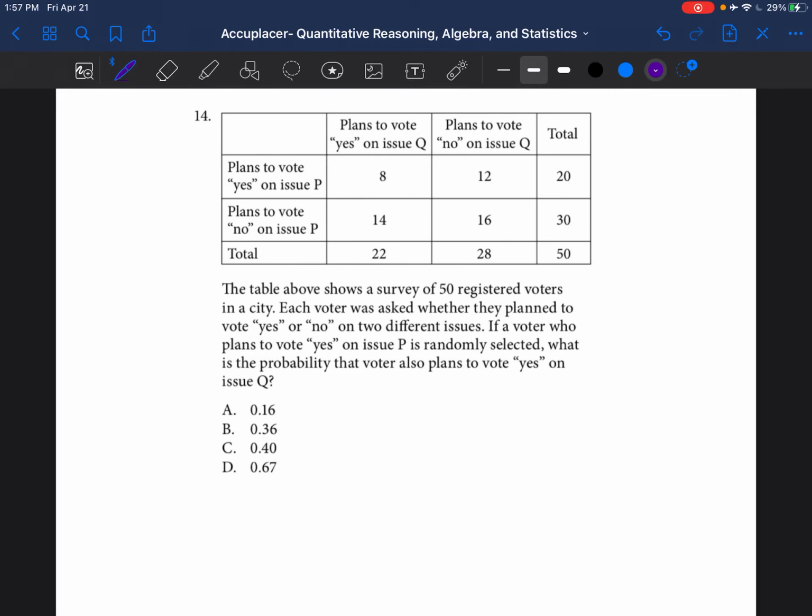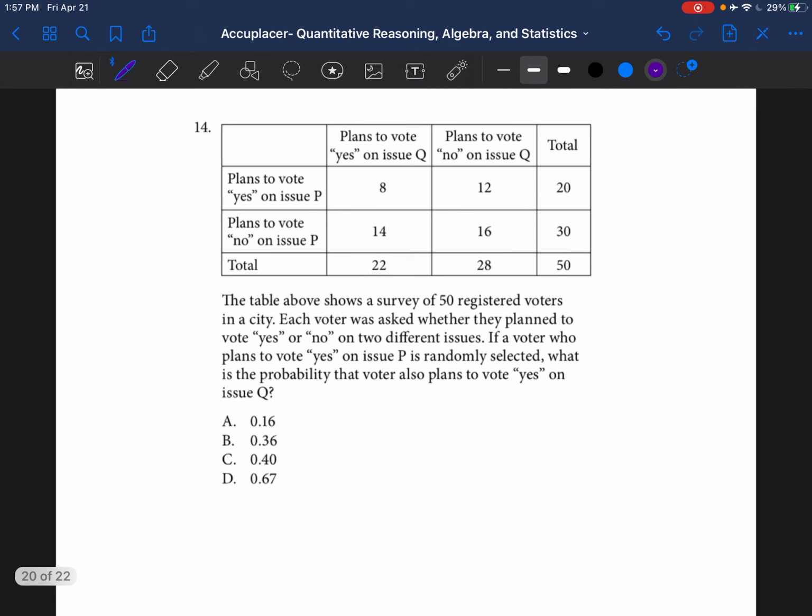All right. The table above shows a survey of 50 registered voters. Each voter was asked whether they plan to vote yes or no on two different issues. So, if a voter who plans to vote yes on issue P is randomly selected. Before I go any further, I'm going to go to my chart and look for that information. Plans to vote yes on issue Q? Nope. Plans to vote no on issue Q? No. The top is not talking about issue P.